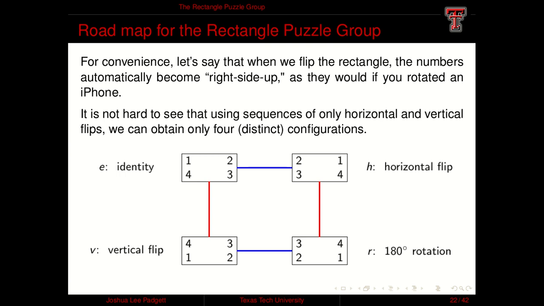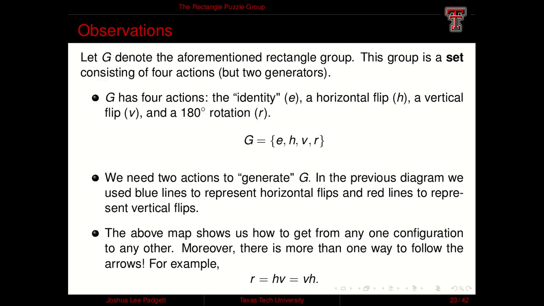This is something that I was mentioning to many of you guys as you were trying to define your groups. So we have the identity, which is do nothing. We have a horizontal flip. We have a vertical flip. And then if we do horizontal then vertical, or vertical then horizontal, we get a brand new action. So let G be this rectangle group.